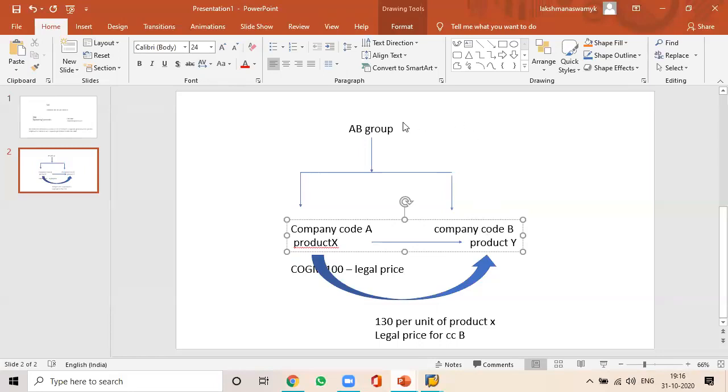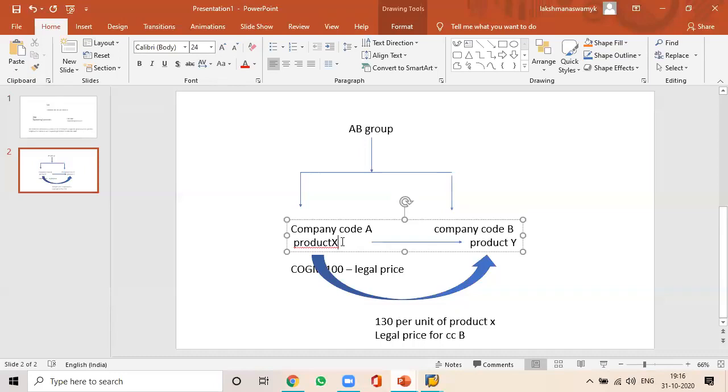Now you think as a group. Now we are preparing group financial statements. In the company code A, you have inventory of product X, 1000 units. In the company code B also, you have inventory of product X, 1000 units. So total inventory of product X from the group point of view is 2000 units.